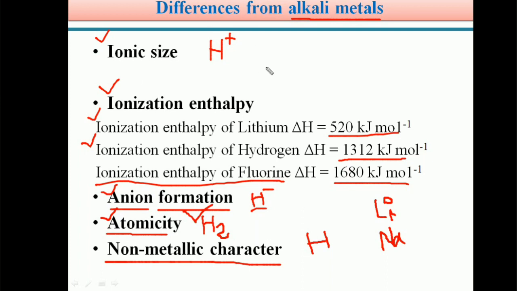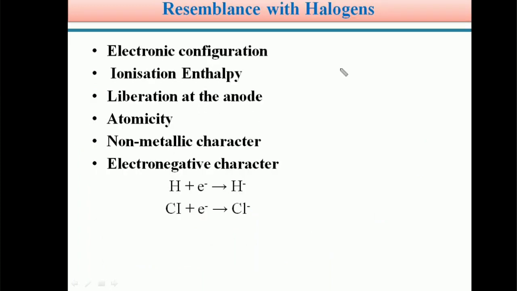So we saw there are some similarities between hydrogen and alkali metals. Similarly, there are some differences: the difference in ionic size, ionization energy, anion formation, atomicity, and non-metallic character. So these are the differences of hydrogen when we compare it with alkali metals.